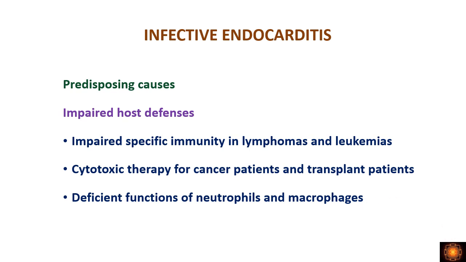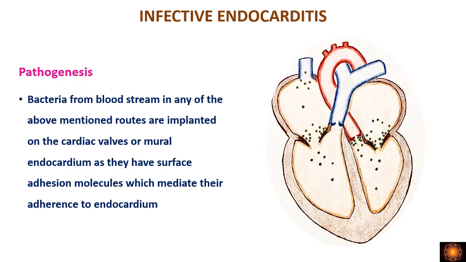So now we have finished these predisposing causes. The first one is underlying heart disease, which can be because of valvular diseases or congenital heart disease. The next one is the sources of infection, which lead to bacteremias or fungemias, by which the organisms reach the heart. The third one is impaired host defense mechanisms.